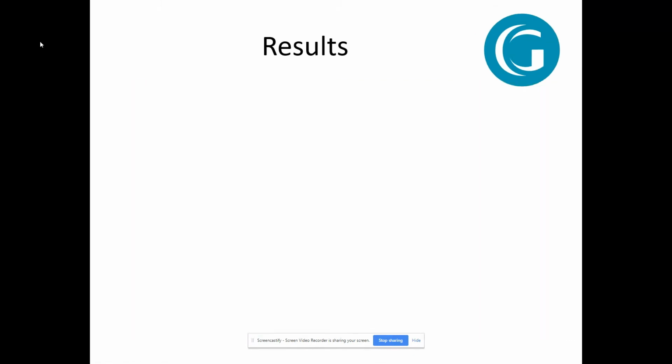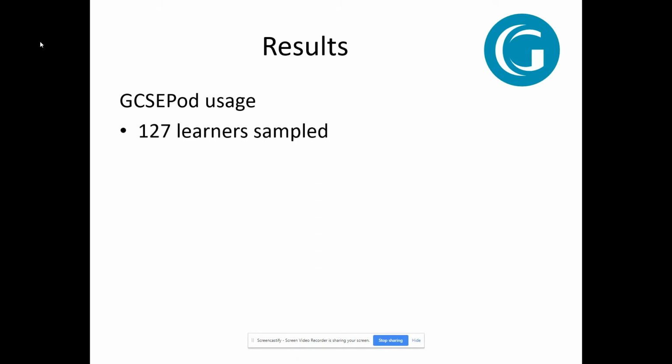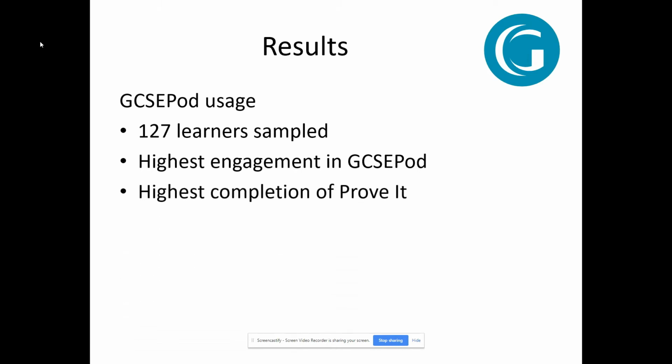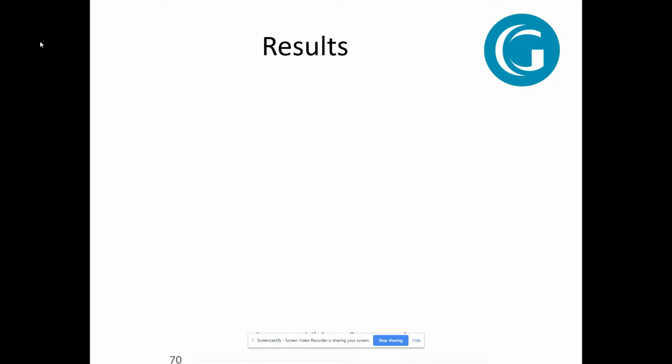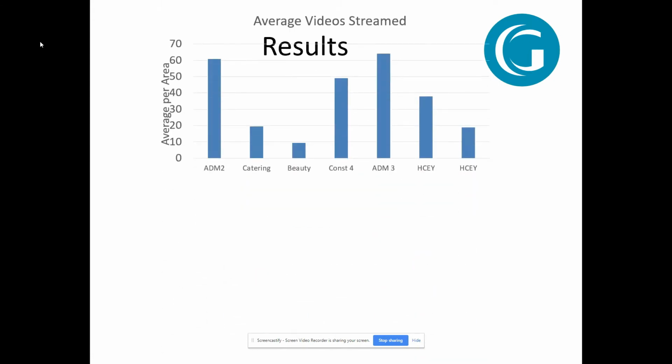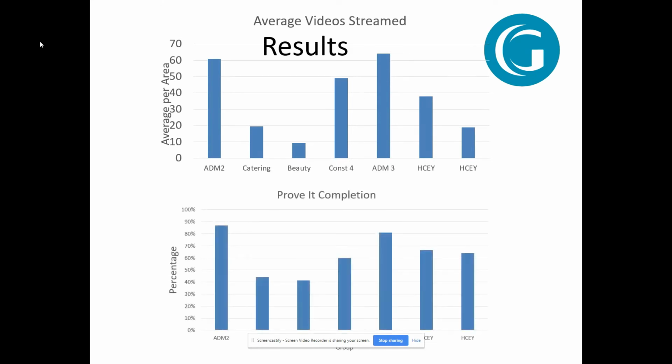We decided to do a GCSE pod usage analysis. For this, we took a sample of 127 learners across the 7 teachers, and basically we had one group per teacher. What we did notice was that the highest engagement in GCSE pod also had the highest completion of prove-its, as you can see by these 2 bar charts here.